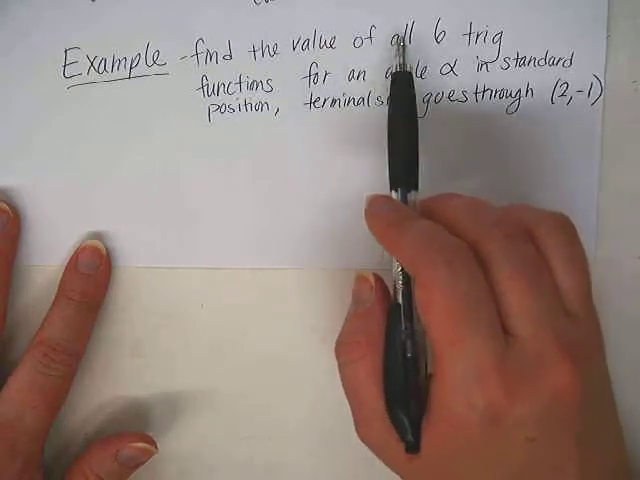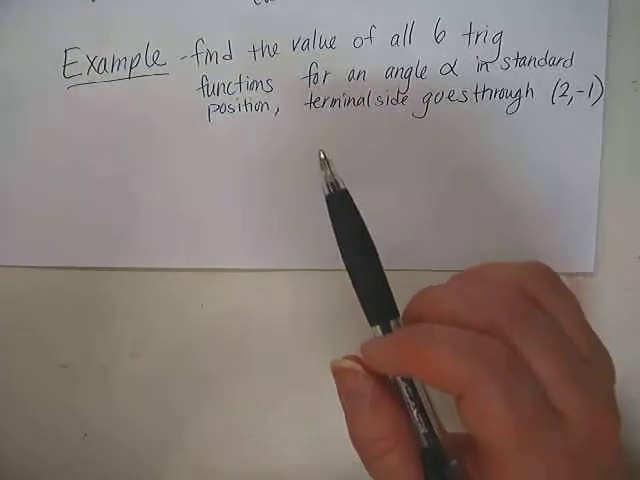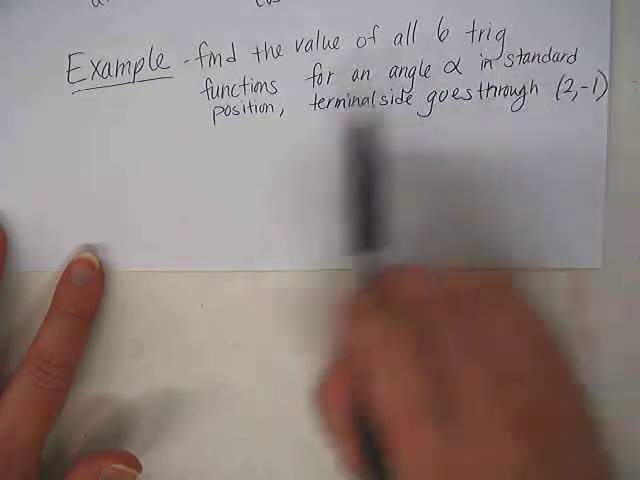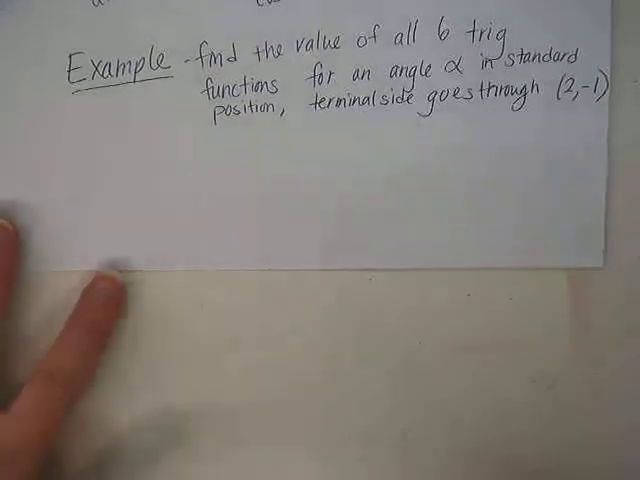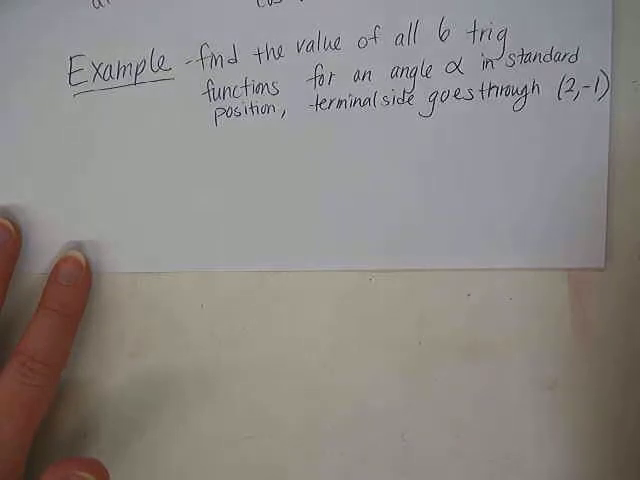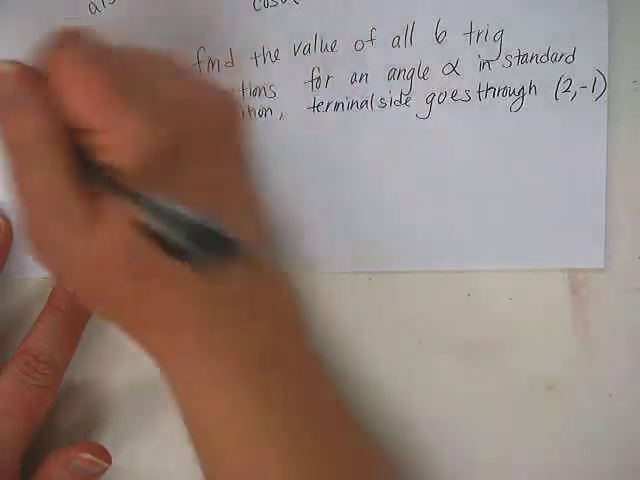Okay, let's dissect this piece by piece here. Find the value of all 6 trig functions. So that means sine, cosine, tangent, cosecant, secant, cotangent. Angle alpha in standard position. What does standard position mean? So the vertex is at (0, 0). The initial side is on the positive x-axis, and the terminal side is wherever the angle's pointing, right? Now the last piece tells us the terminal side goes through the point (2, -1).